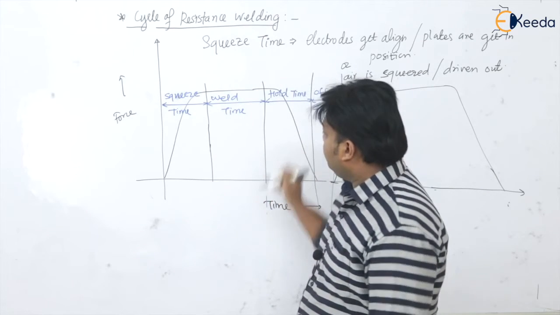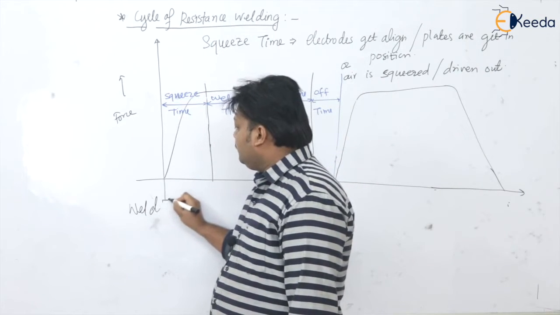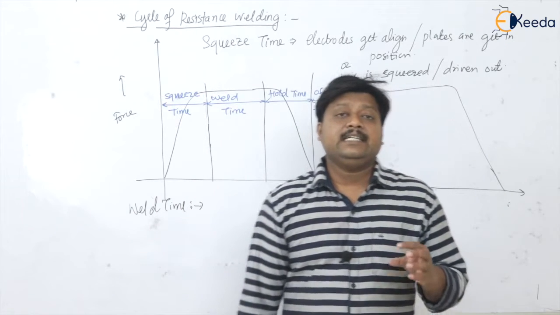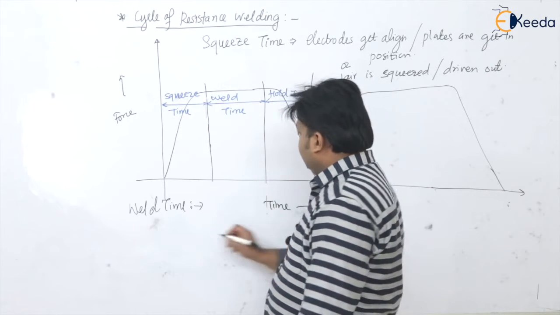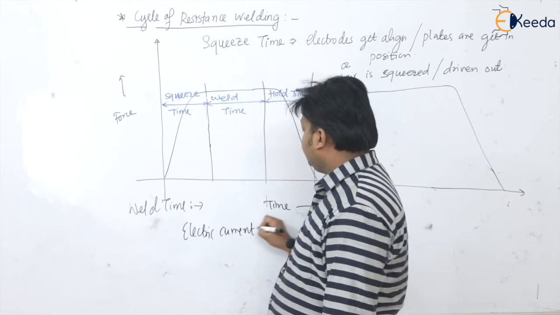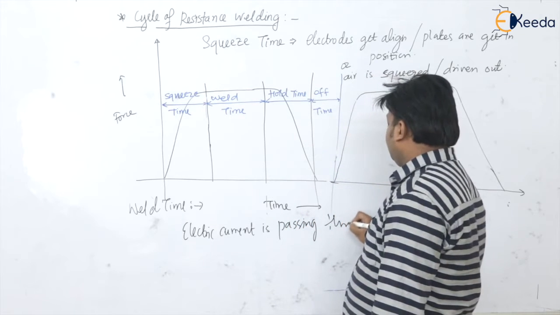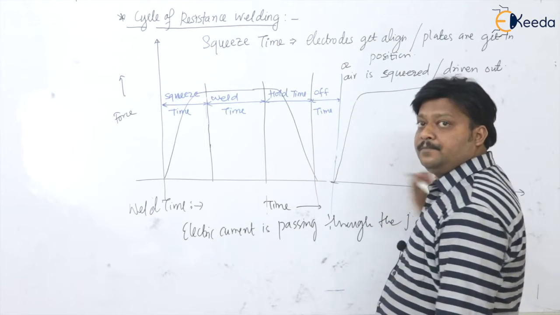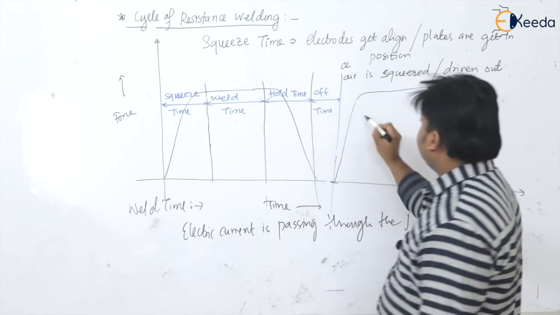Now what is the weld time? So this is the first, squeeze time. Then the weld time is the time during which the electric current passes through the joint, or through the circuit. So here the electric current is passing through the joint. Okay, so this is the weld time. Now what is the hold time?